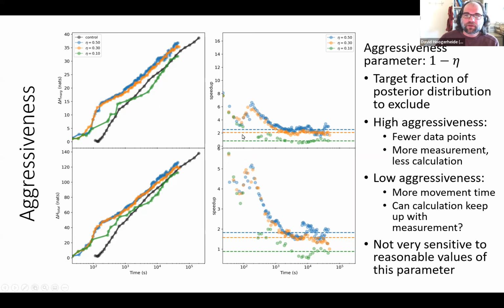You get some speed up, again here about a factor of 2.5. If you say instead I want to exclude 70% of my samples, you see a small degradation of your performance. And by the time you go really aggressive, you say I want to exclude 90%, you're basically overcounting at each point. And the problem with that is you don't know yet that that's a good point, and so you end up getting a real degradation in performance. In fact, you can even do worse than your best practice. So it's not very sensitive to reasonable values of this parameter, but it's something to keep in mind. There is a tuning parameter in the algorithm.